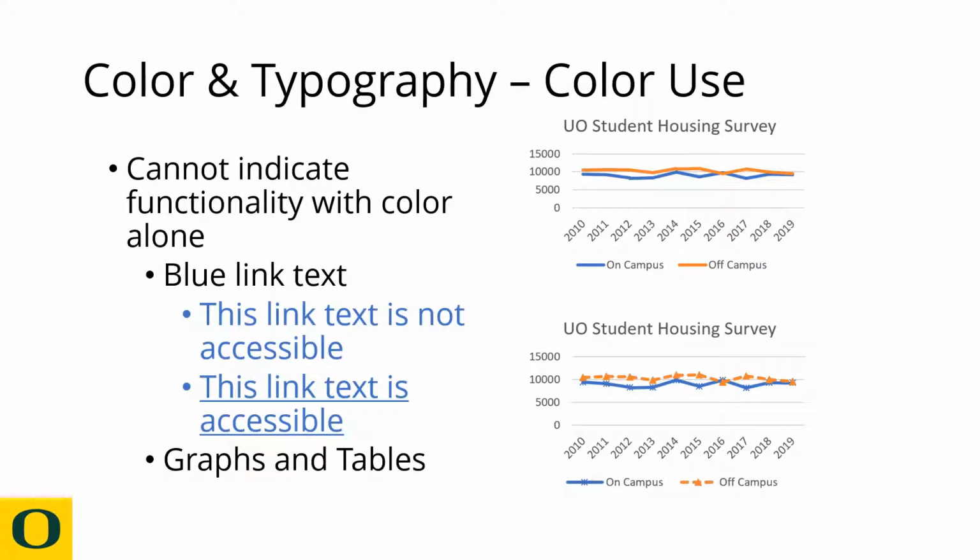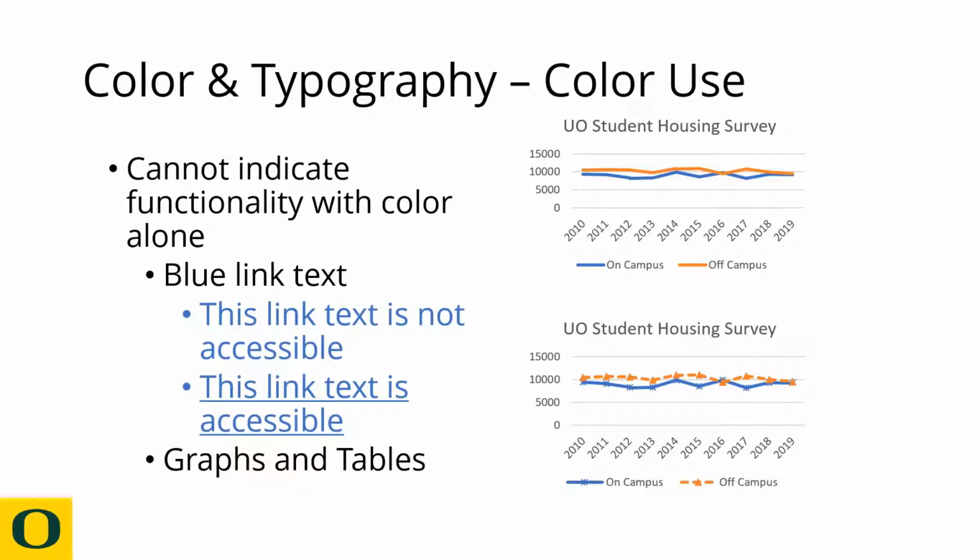Okay, so on to the actual requirements. First up is color. Color alone cannot be the sole indicator of functionality. A common example of this is link text. Some services will identify links by making them blue, and that's fine. Links can be blue, but there also must be some other way of telling the user, hey, I'm a link. Otherwise, if you have partial or complete color blindness, you might not recognize that it's a link. This is commonly resolved by making links both blue and underlined.